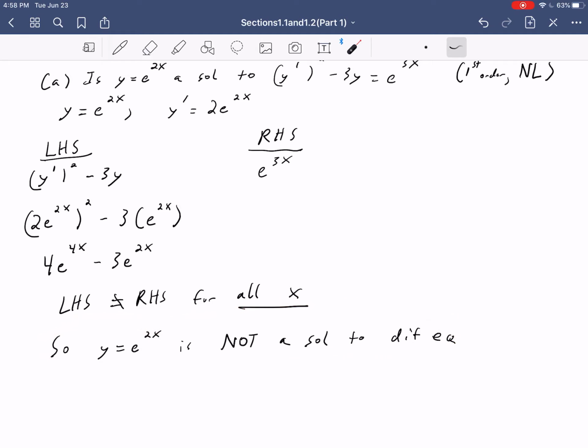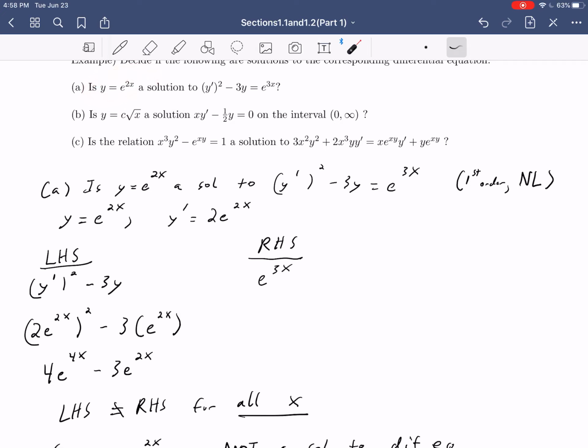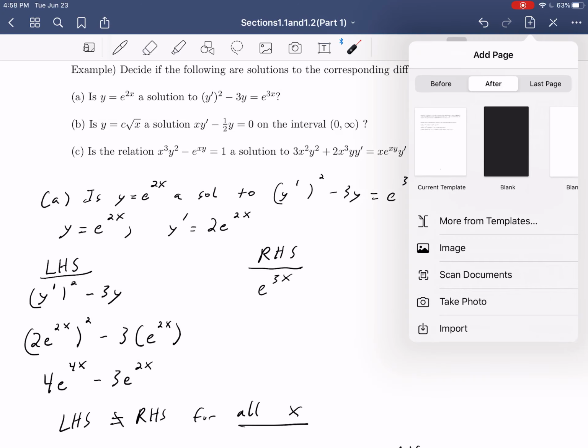We don't know what is a solution to the differential equation because we haven't really learned any techniques for solving differential equations yet, but we know that that guy that was given to us, y equals e to the 2x, does not work. All right, let's give ourselves a little bit more space. We'll move on to another page and take a look at B here.